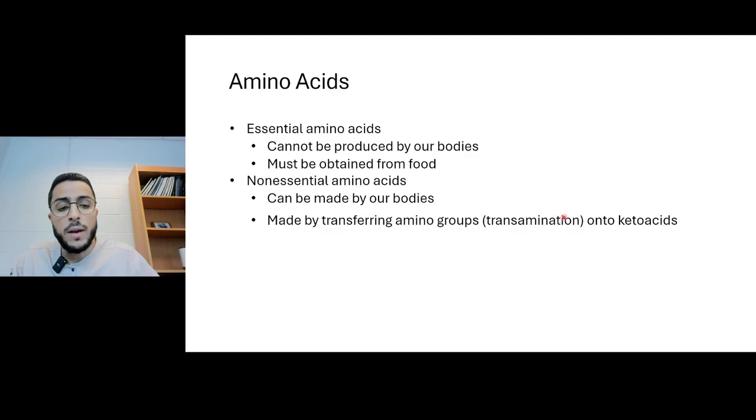In your body you have these keto acids that can be turned into amino acids by the transfer of the amine group. So if you have too much of an essential amino acid, and you have a keto acid that has a similar shape and form as the non-essential amino acid you're trying to make, well, you can transfer an amine group from here to the keto acid and produce your non-essential amino acid.